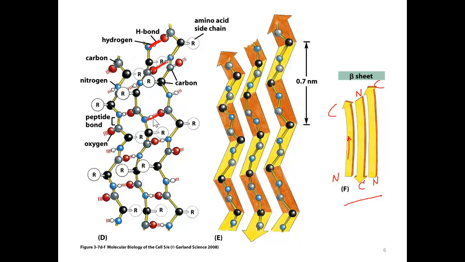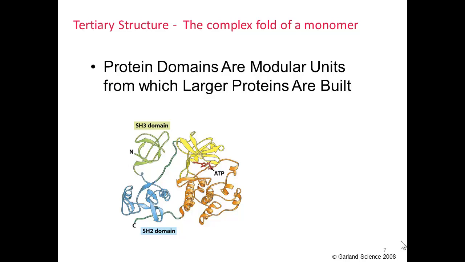So you also notice that you have two sides of the sheet. You have some R groups that are below the sheet, and then you have another set of R groups that are above the sheet. So just like with the alpha helix, you could have one side being hydrophobic or hydrophilic. In this case, the beta sheet can have different characters on the different sides.